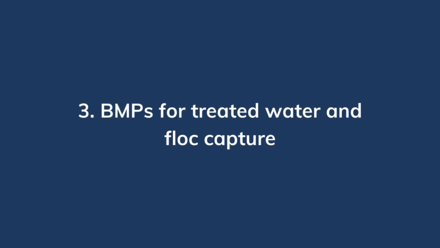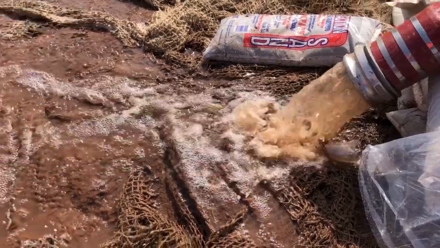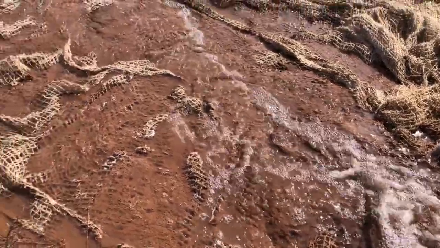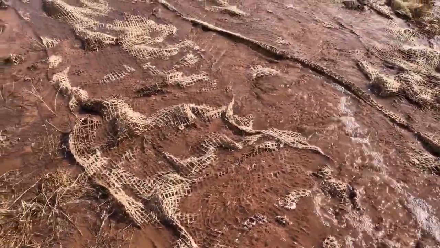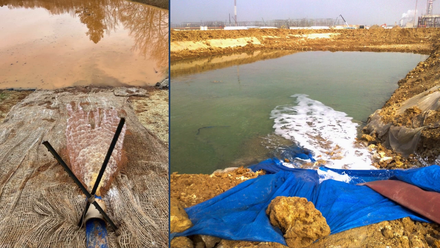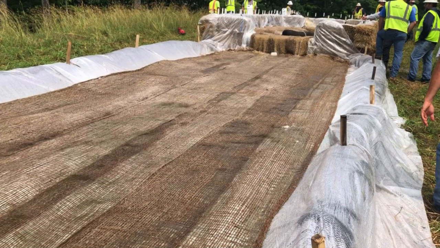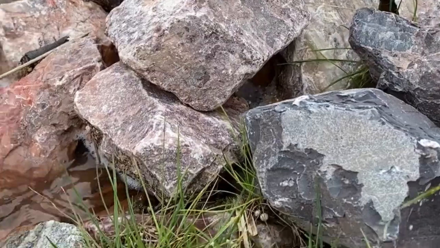Finally, in the floc capture area, we need to remove the flocks that have formed during treatment. This is where non-chemical BMPs like sediment traps, basins, wattles, and velocity dissipation devices come into play. These measures help slow the flow and provide the time and space needed for flocks to settle out before the water leaves the site. These BMPs aren't just recommended, they're required under the permit and essential for making the entire system work.